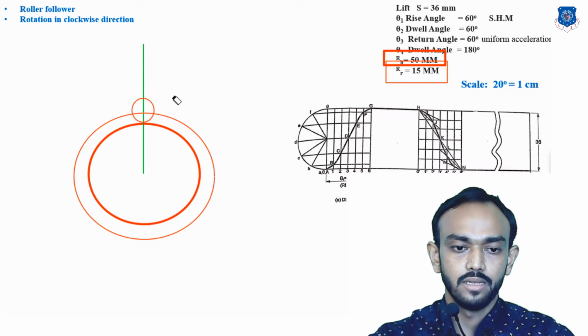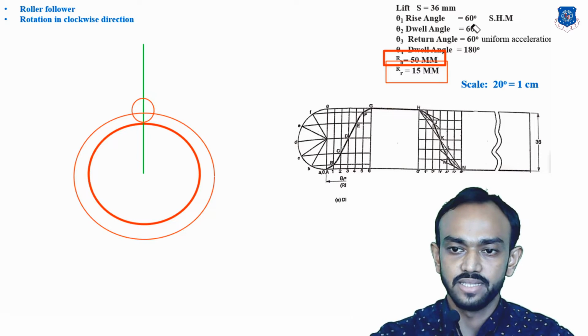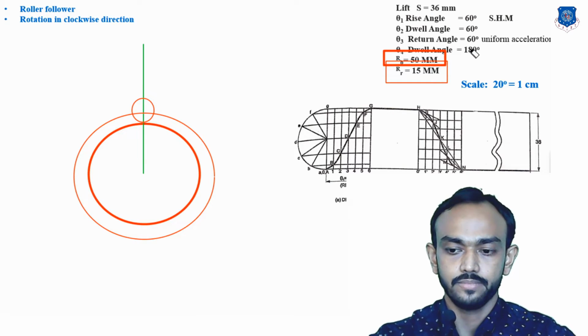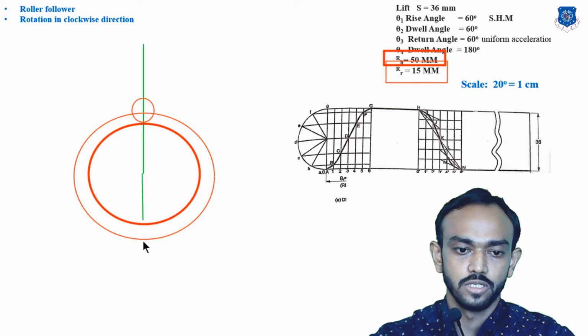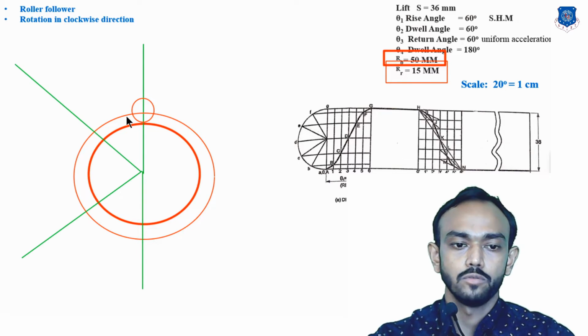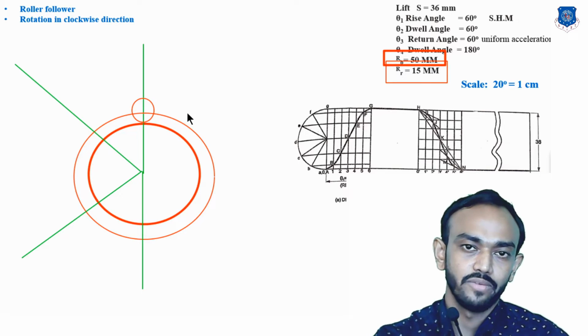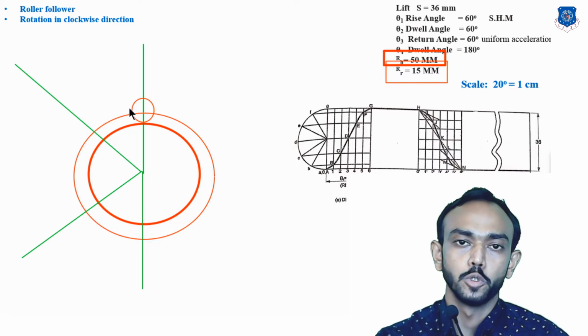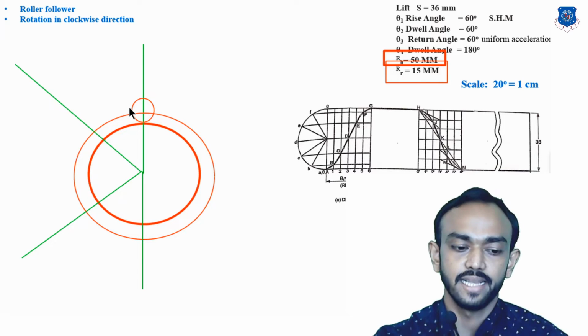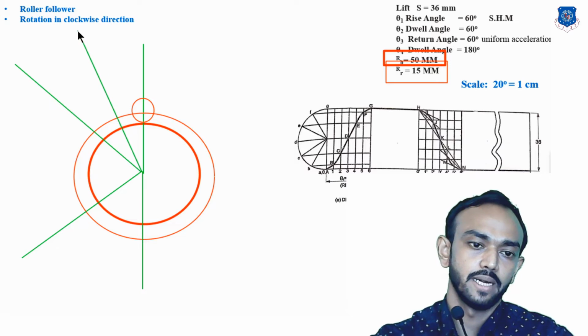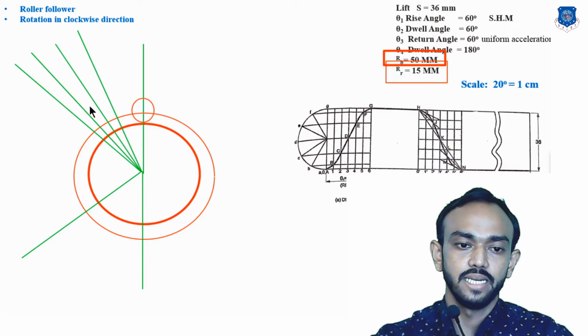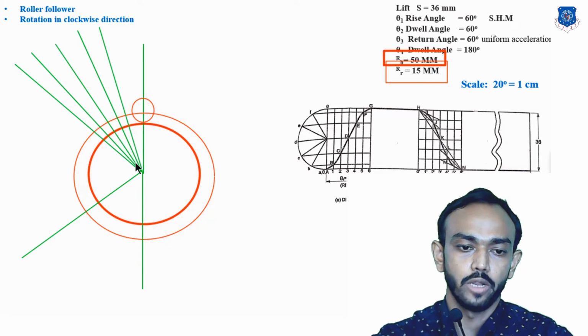So first of all, make the 4 partitions as given: 60, 60 and 180. So this is the 180. So now 60 degree, 60 degree, 60 and theta 4, 180. Now we are going to take 6 partitions of rise and return. So check this: 6 partitions of rise, it will be 10 degrees each, 60 divided by 6 partitions, and the same for return.